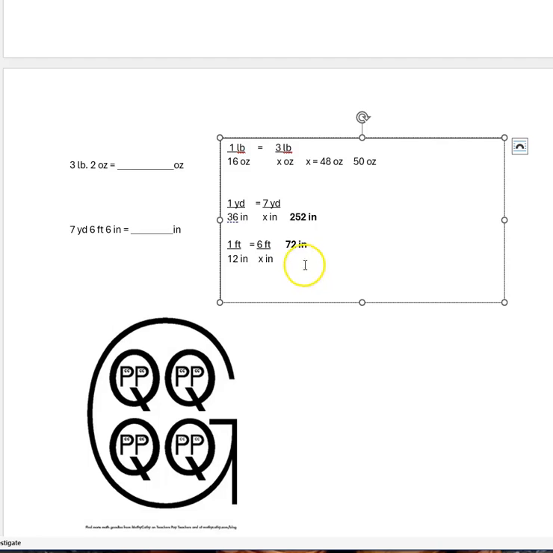Okay, so I've multiplied, I've converted both of them, but now I need to do some adding, but let's make sure we add that 6 inches that's given to us. So now I have everything the same, and I do 252 plus 72 plus my 6, and I get 330 inches.